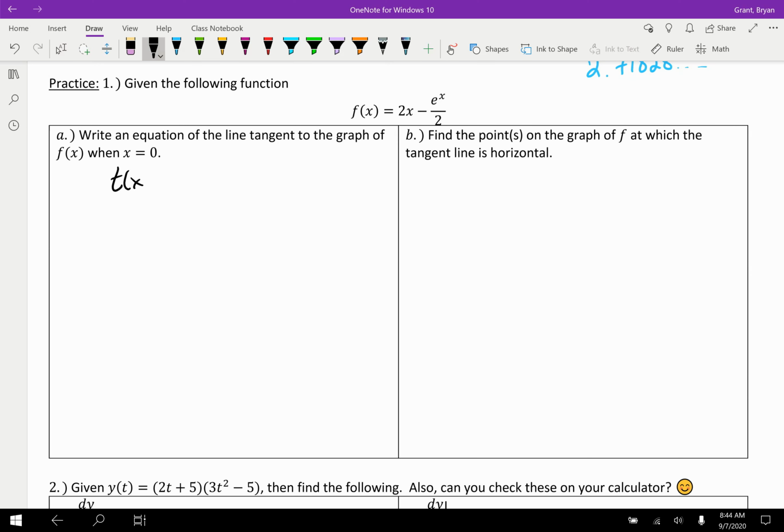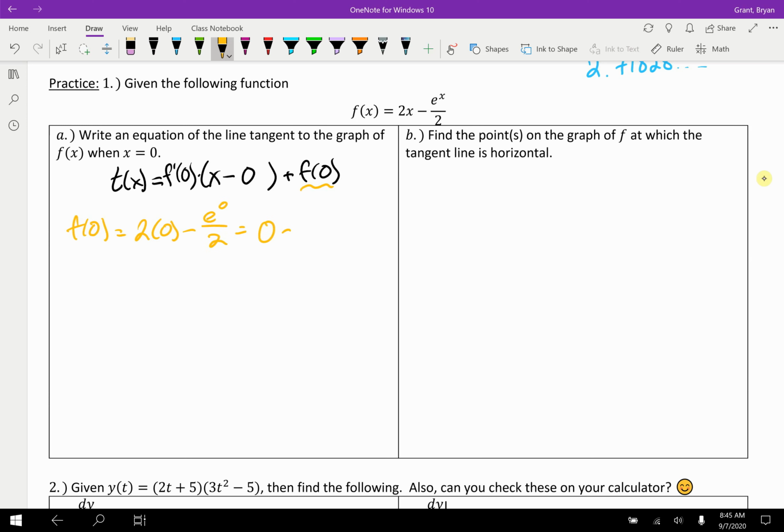Generic form of our tangent line. Of course, if we know it's our HK form, HK, the H is given to us. The K is going to be based off of our function, so it's going to be f of 0. And the slope of the tangent is going to be the slope of our function at 0, so f prime of 0. So let's find each of those pieces. I'll do f of 0 in yellow. So f of 0 is just 2 times 0 minus e to the 0th divided by 2.